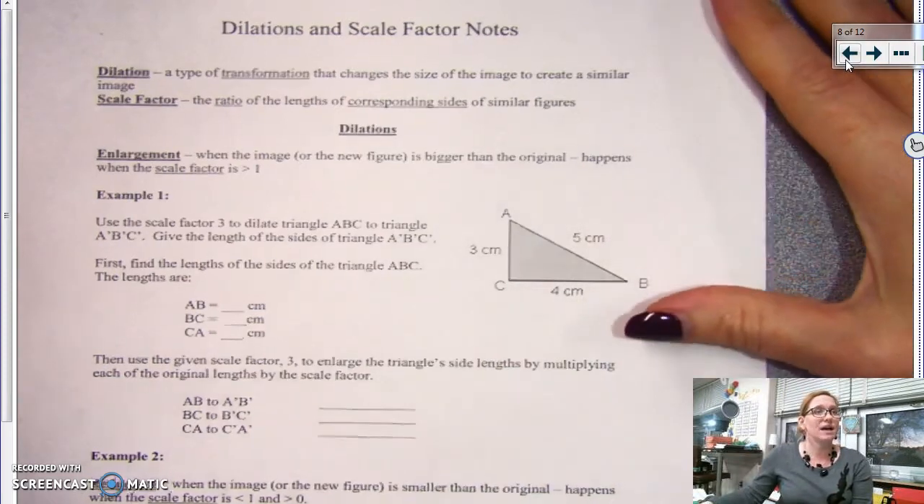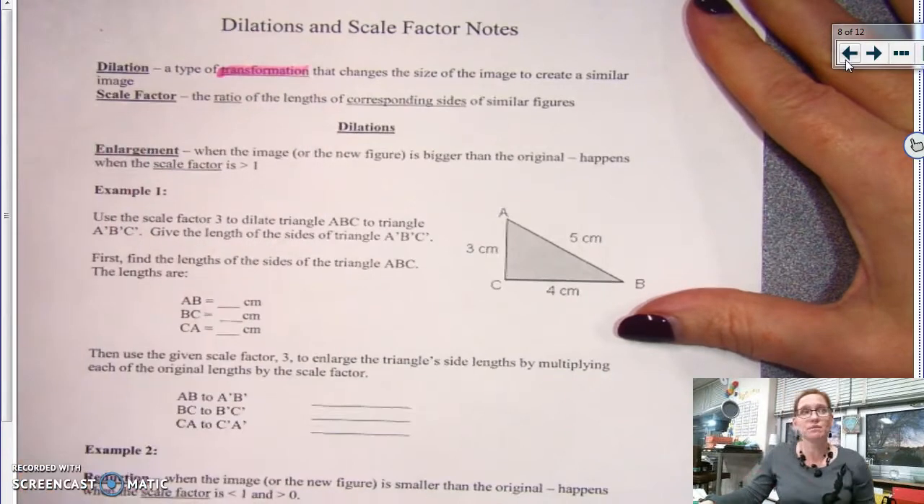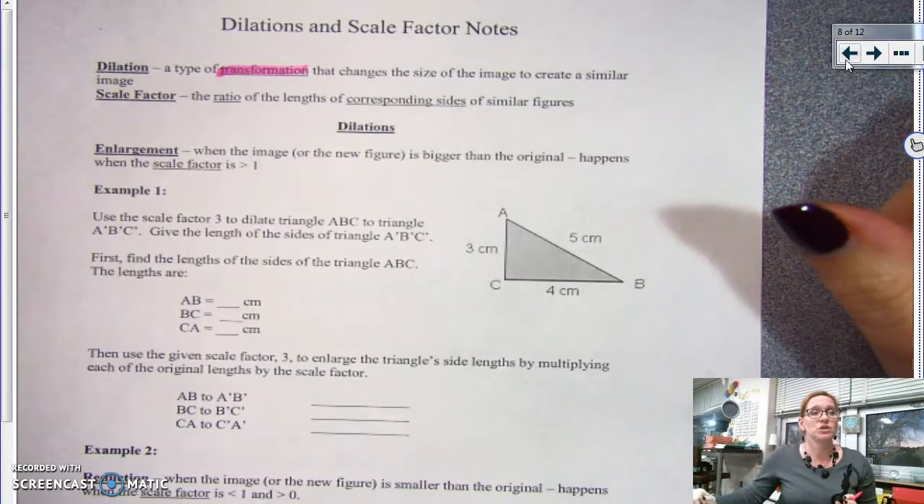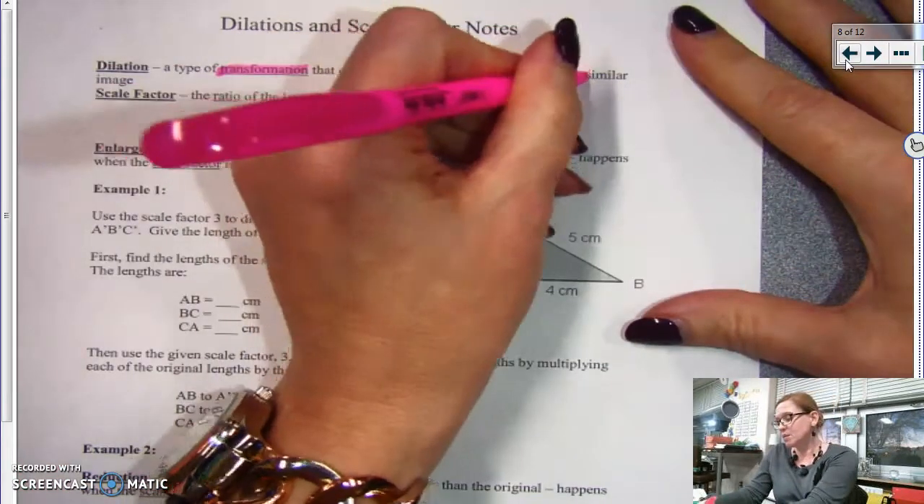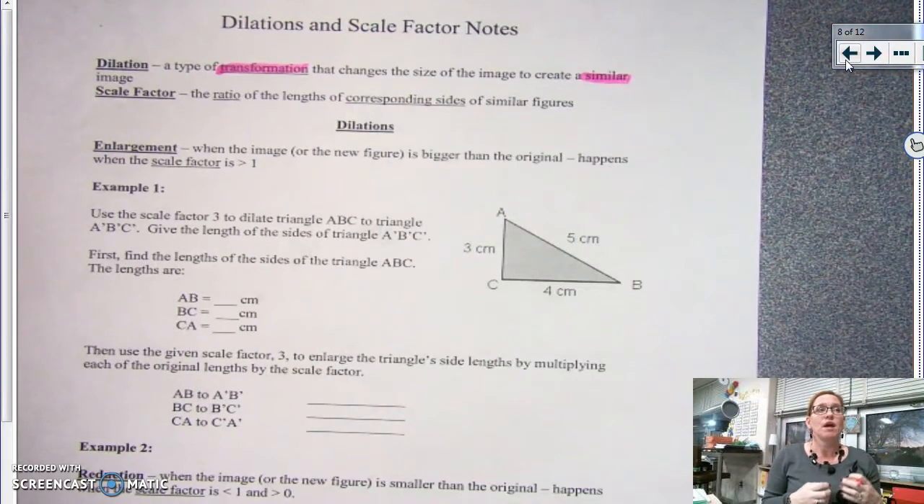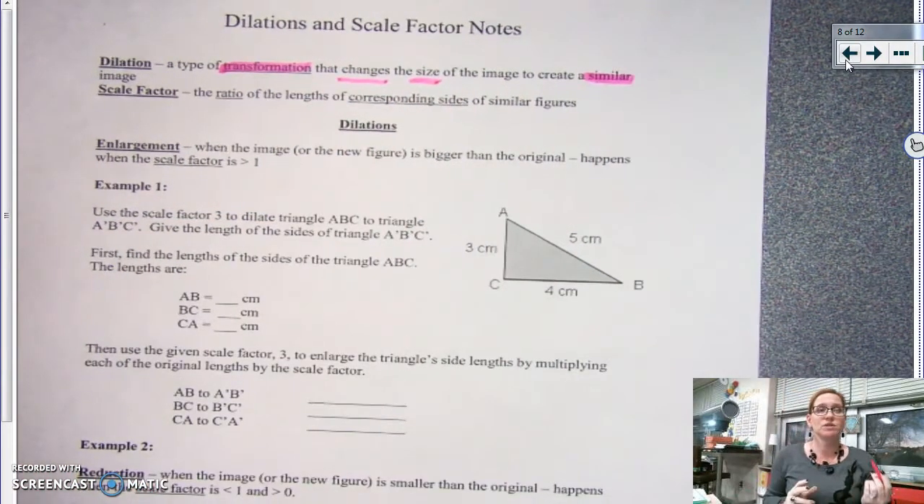So first of all, what is a dilation? A dilation is a type of transformation that changes the size of the image to create a similar image. So notice that the word similar is here. It's not congruent. Congruent means same size, same shape. And we know in a dilation, we're going to get the same shape, but we will get different sizes. It changes size. So please make sure you're either using a highlighter or you're filling in the blanks.